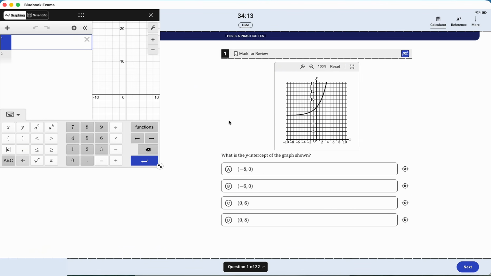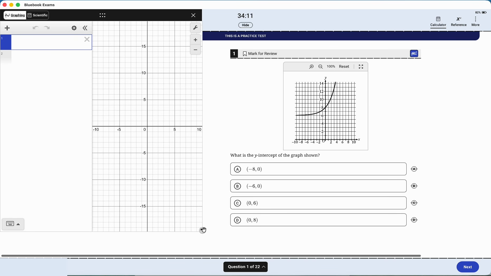Number one here, open up Desmos. Let's make it a little bigger. Pretty simple question. What's the y-intercept? Where does it cross the y-axis? At 8. That should be pretty simple.